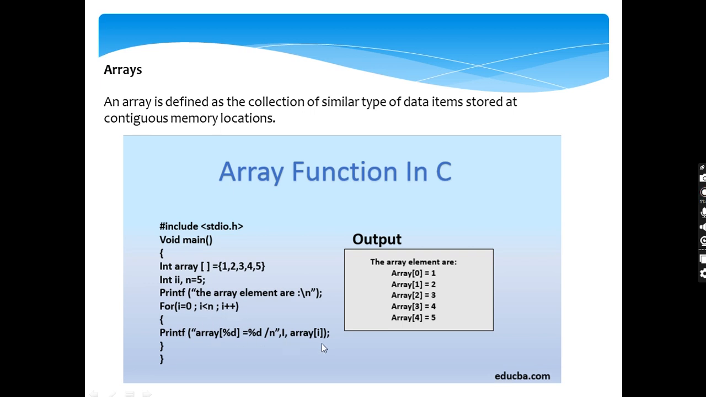Print array of i. For array of 0 the value is 1, for array of 1 it is 2, array of 2 it is 3, and array of 3, array of 4 are the values equal to 1, 2, 3, 4 and 5. This is a simple program to demonstrate arrays in C.